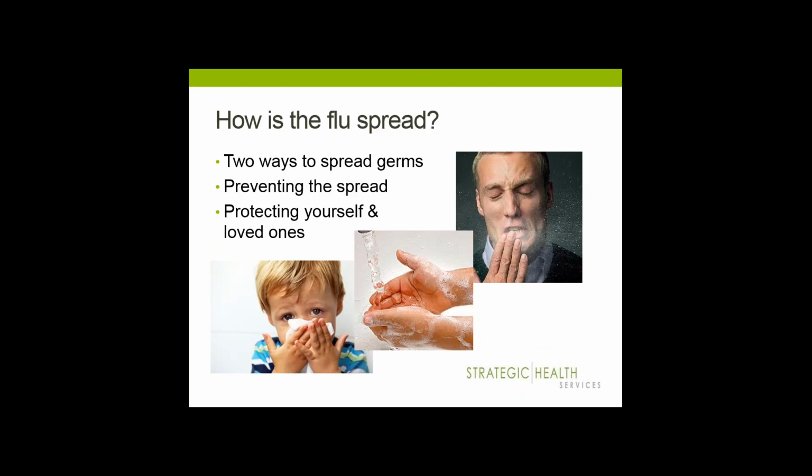And how is the flu spread? Well, the flu is typically spread 2 ways, person to person and also by contact. Now, person to person, it's interesting to say that when we talk, sneeze, or cough, we have droplets that come out, as you can see in the picture on the screen. It's a fine mist that you usually cannot see with the naked eye, but it's there. And that can spread for up to 6 feet away from you.